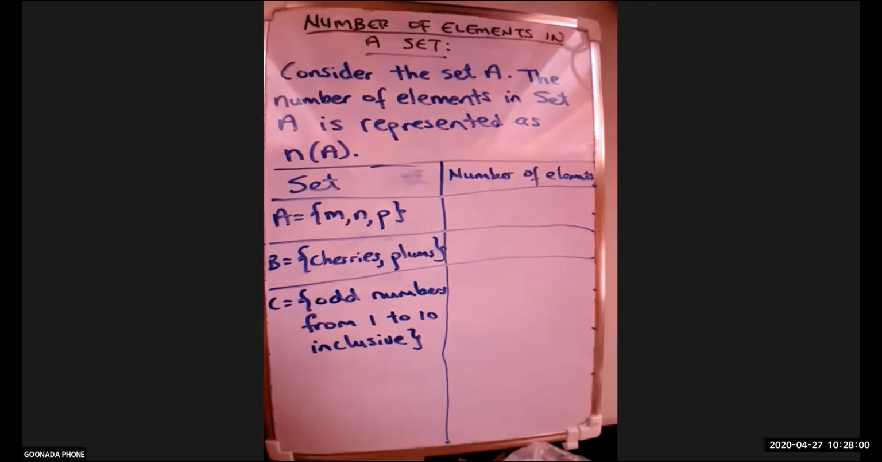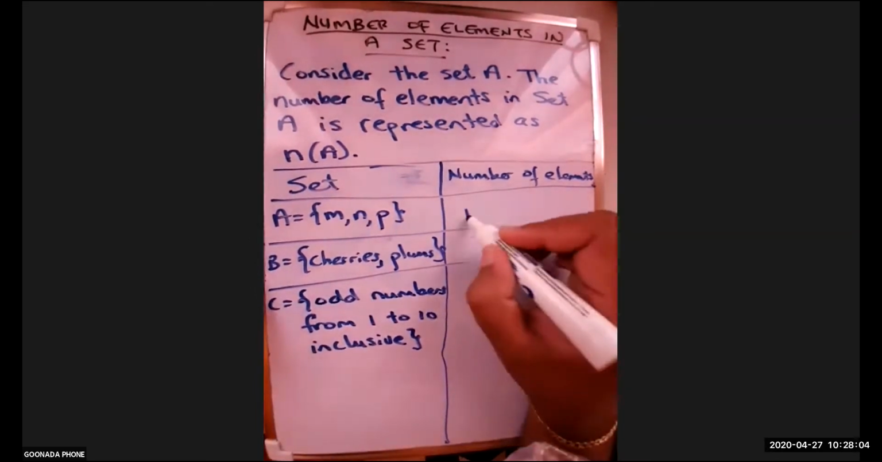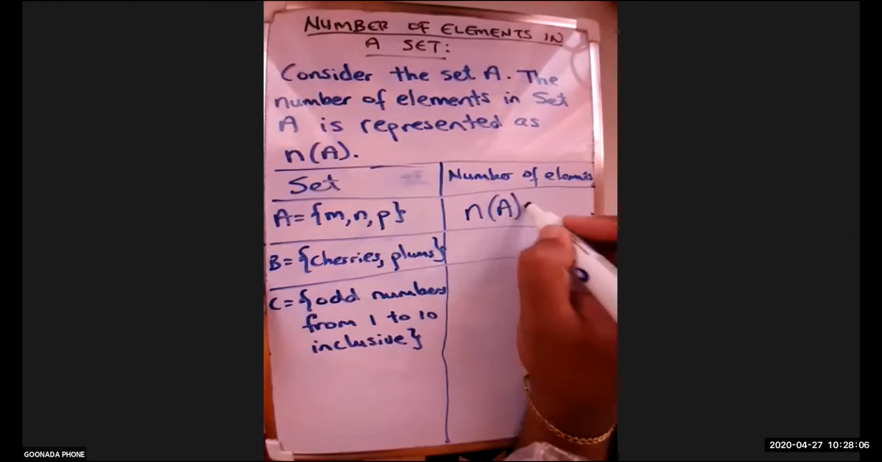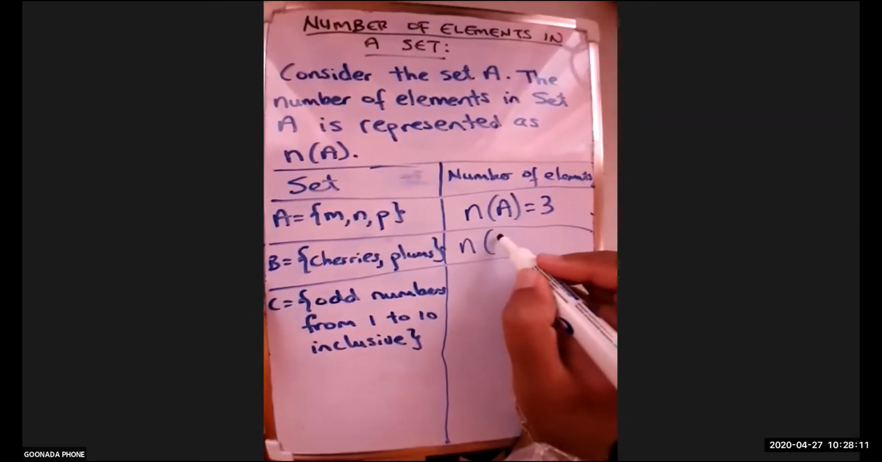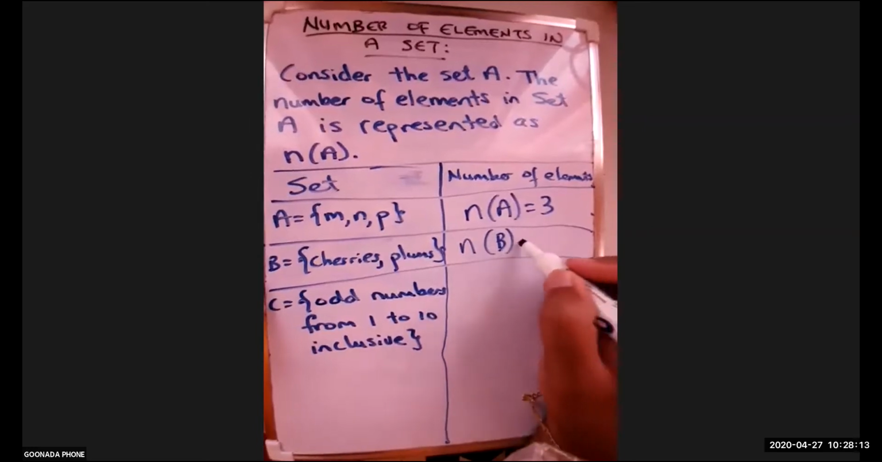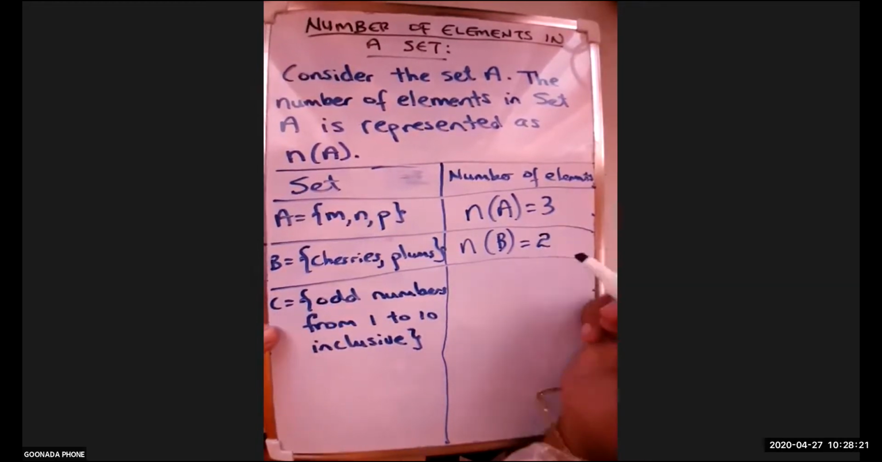Three. Correct. So the number of elements in A is equal to 3. So the number of elements in B is how much? How much? 2. Correct. And the number of elements in C?